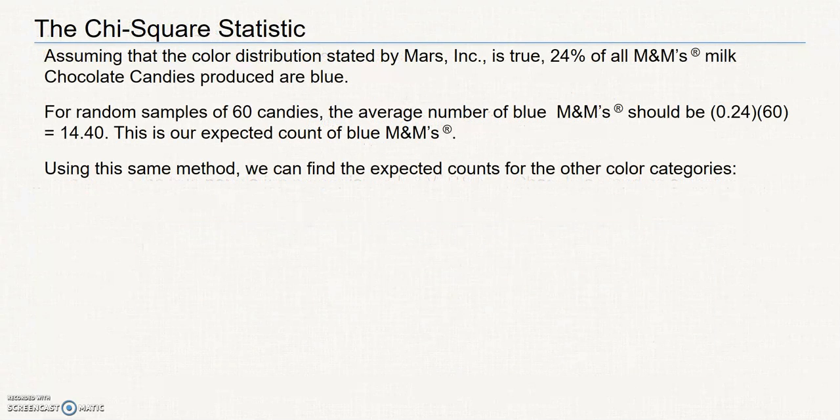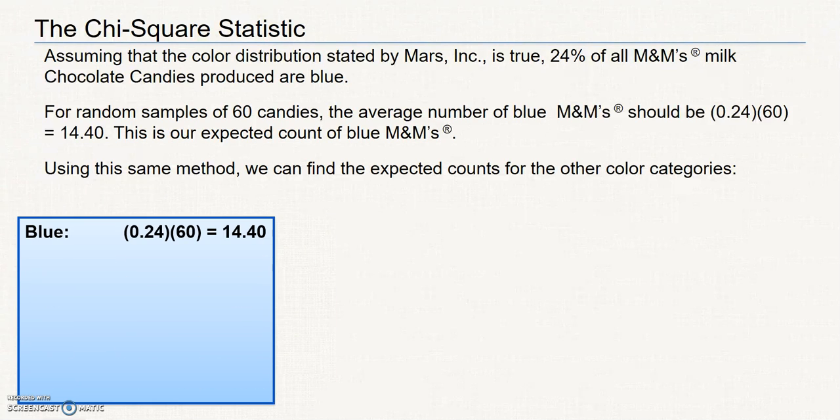Assuming that the color distribution stated by Mars is true, 24% of all M&Ms produced are blue. So for a random sample of 60 candies, the average number of blue M&Ms should be 0.24 times 60, so 14.40. This is our expected count of blue M&Ms. Now you do not want to round that because it's an average over time. So if we wanted to find all of the expected counts, we could do that for each of the colors.